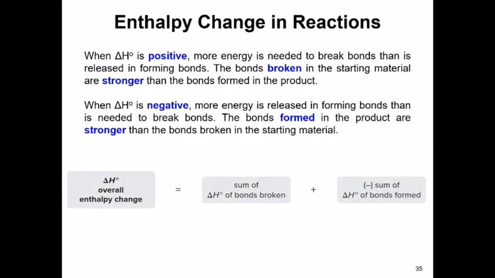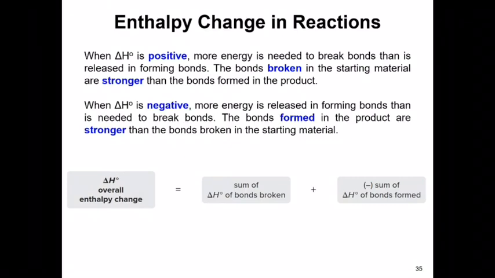In chemical reactions, there's always a change in the overall energy because bonds are being broken and being formed. Breaking a bond is endothermic and forming a bond is exothermic. When the overall change in enthalpy is positive, more energy is being used to break the bonds in the reactants than is being released in forming the bonds in the products. When the overall change in enthalpy is negative, a lot more energy is being released to form the bonds in the products than is being absorbed to break the bonds in the starting materials.